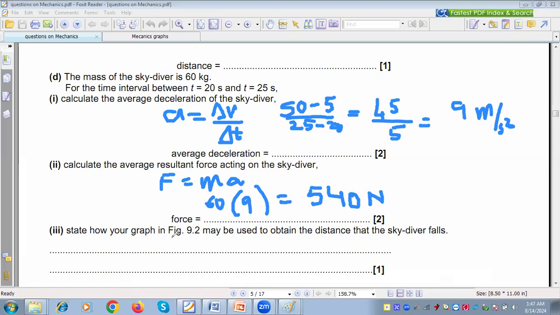State how your graph in figure 9.2 may be used to obtain the distance that the skydiver falls. So what will you do? You will calculate the area under the graph.